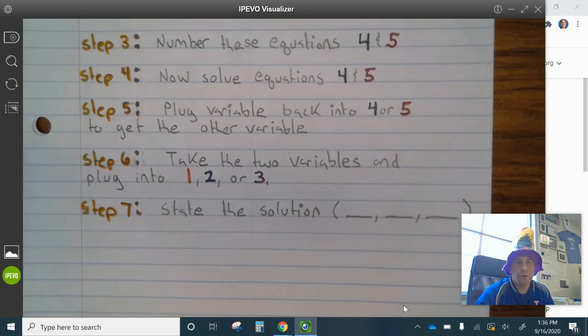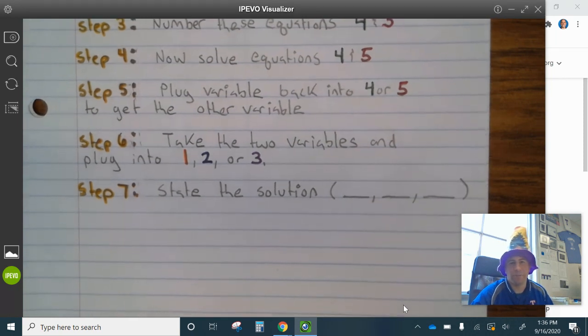Step 4, now solve equations 4 and 5. Step 5, plug the variable back into 4 or 5 to get the other variable. Step 6, take the two variables and plug into equation 1, 2, or 3. And then step 7, state the solution.